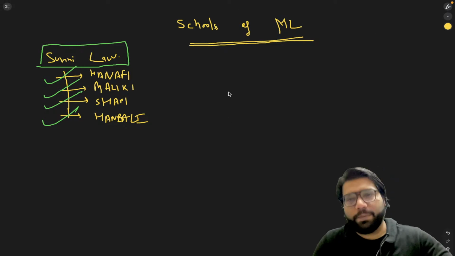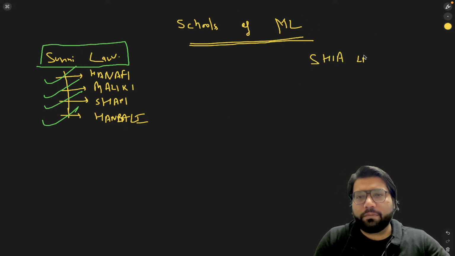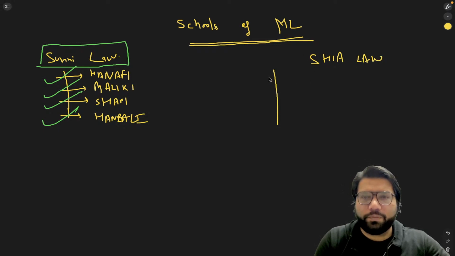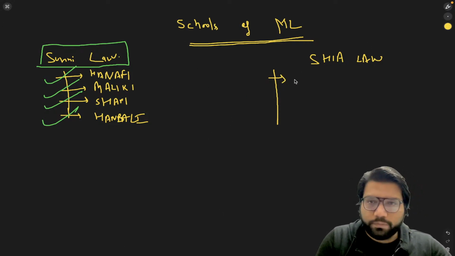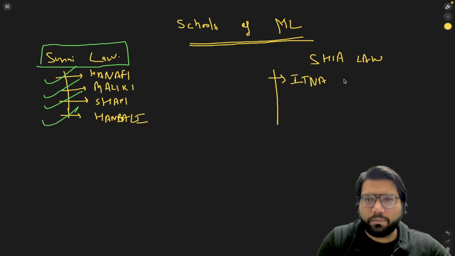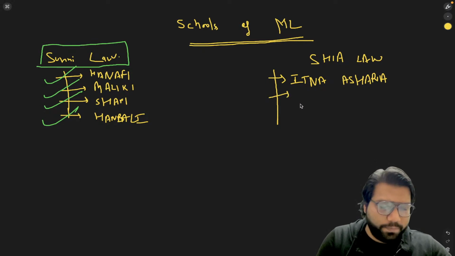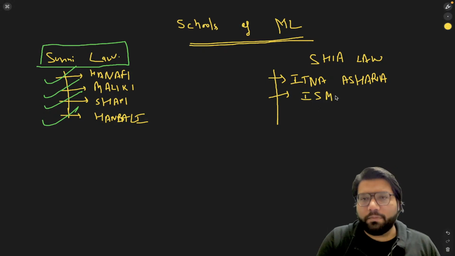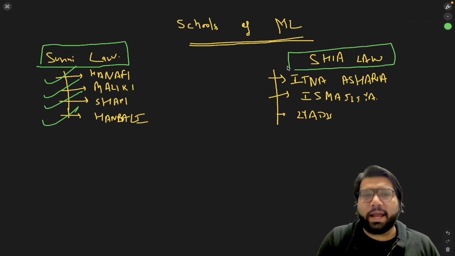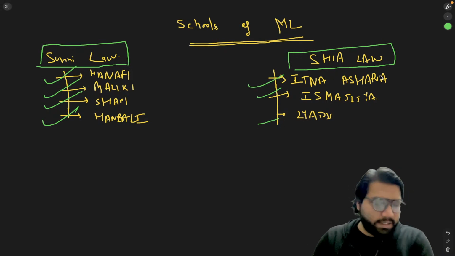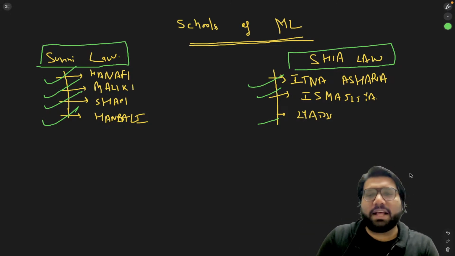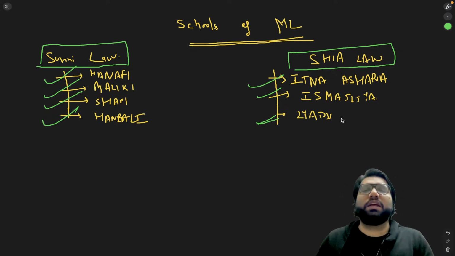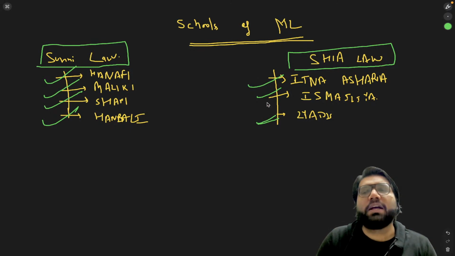Now when it comes to the Shia law, it got divided into Itna Ashariya, then Ismailiya, and the last one is Zaydis. So these are basically the schools of Sunni and Shia. Itna Ashariya is also known as 12ers, Ismailiya is known as 7ers, and Zaydis is again part of Shia law only. So there are differences of opinion in Shia law, among the followers of the Shia law as well. They got divided into Itna Ashariya, Ismailiya, and Zaydis.